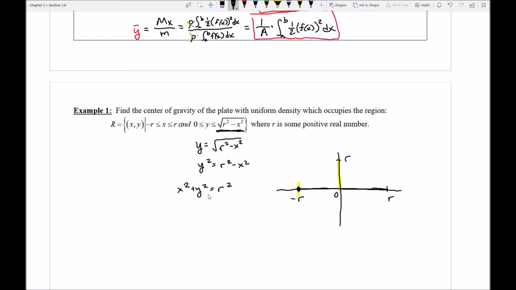You might guess, yeah, this is a circle. What I have here is actually the equation of a circle of radius r. And so what we have here is the top half of the circle as our particular region. And so we're interested in finding the center of mass, or the center of gravity, for this particular yellow region.